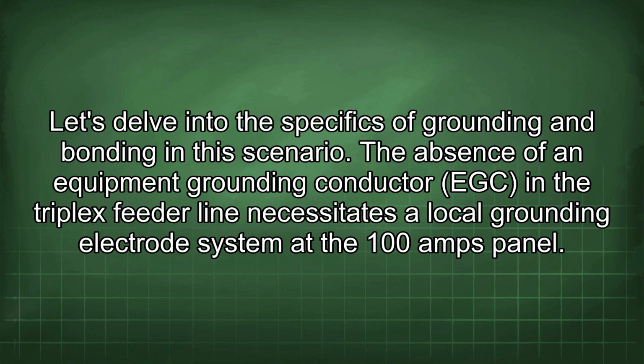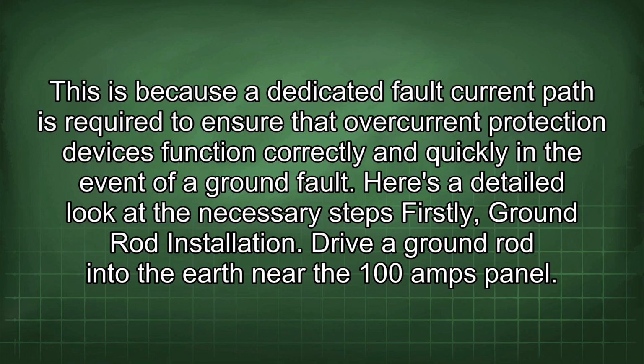Let's delve into the specifics of grounding and bonding in this scenario. The absence of an equipment grounding conductor, EGC, in the triplex feeder line necessitates a local grounding electrode system at the 100 amps panel. This is because a dedicated fault current path is required to ensure that overcurrent protection devices function correctly and quickly in the event of a ground fault. Here's a detailed look at the necessary steps.